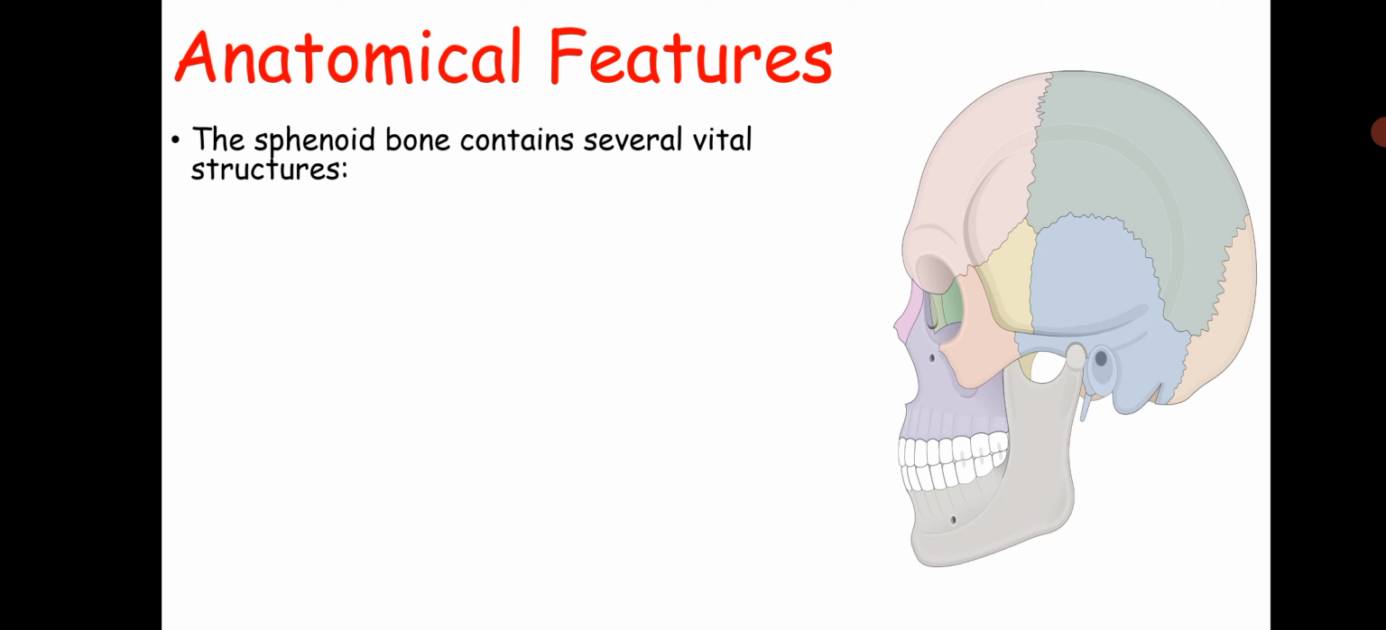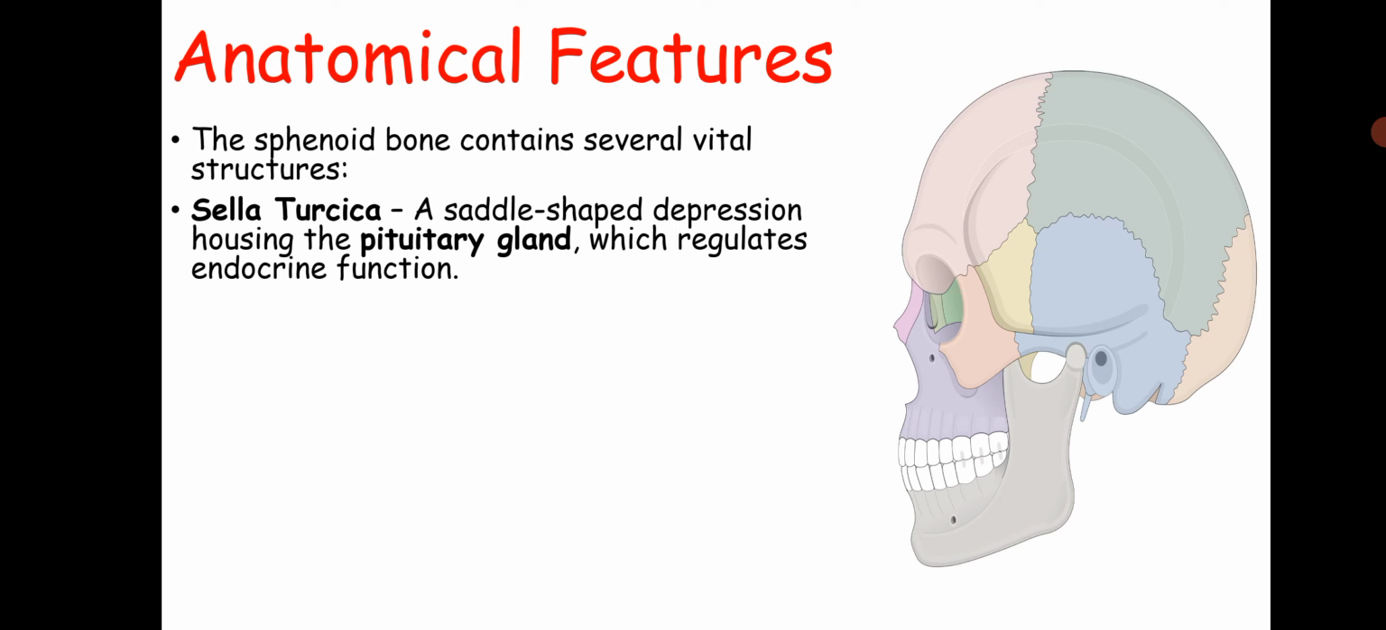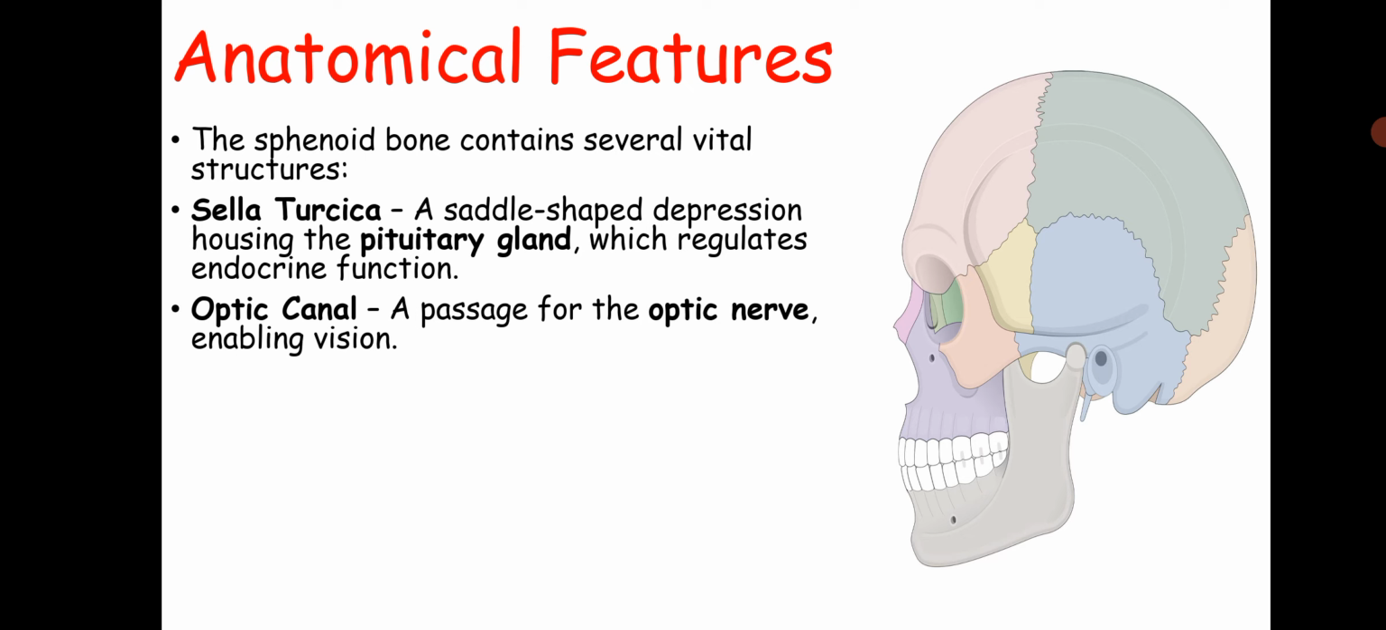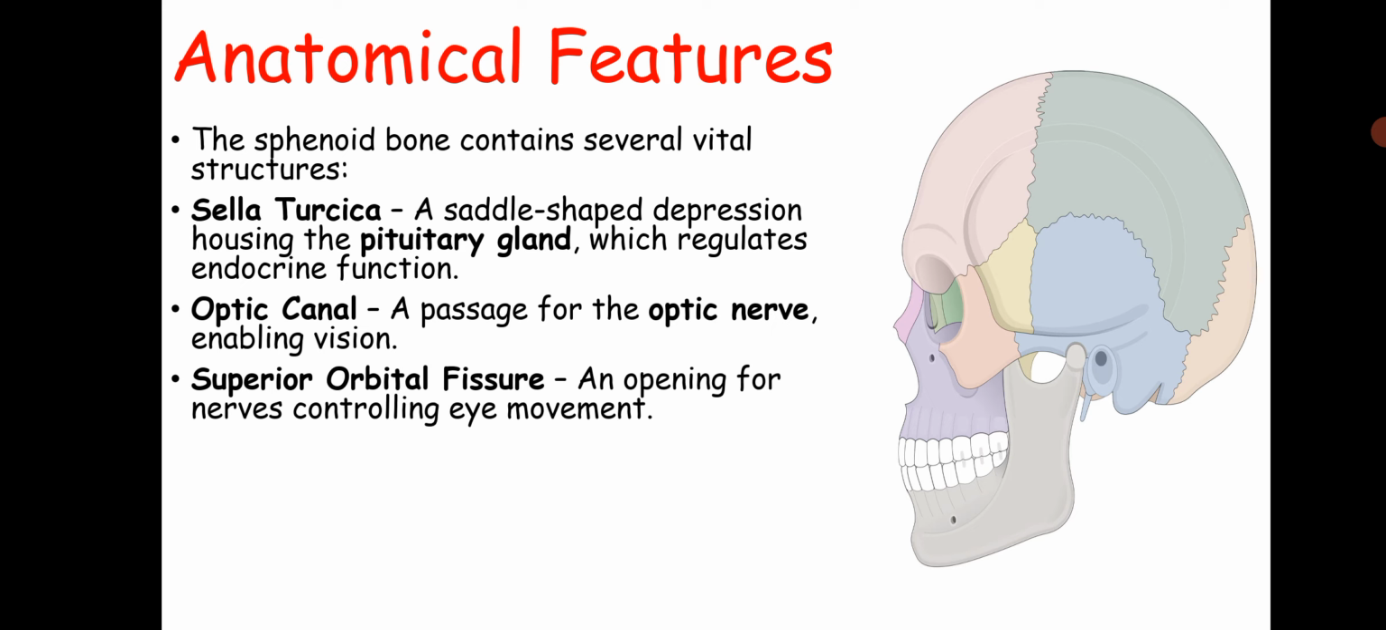Now let's talk about anatomical features of the sphenoid bone. Sphenoid bone consists of several vital structures. The first is the sella turcica, that is a saddle-shaped depression housing the pituitary gland, which regulates endocrine function. Second feature is the optic canal, that is a passage for the optic nerve enabling vision.